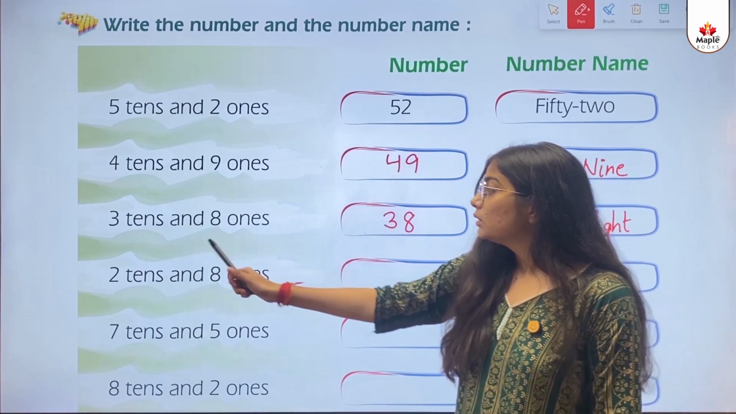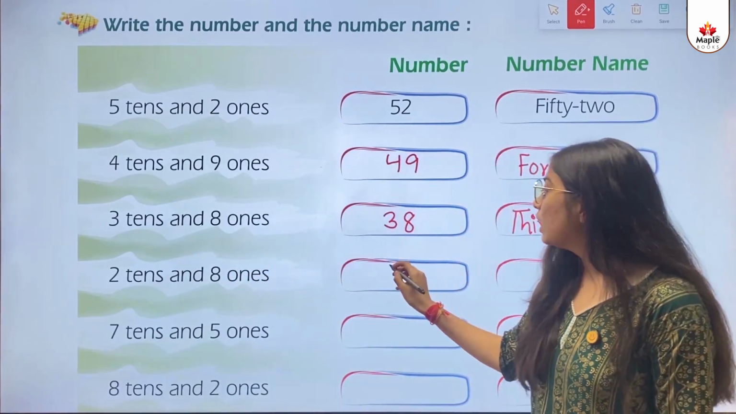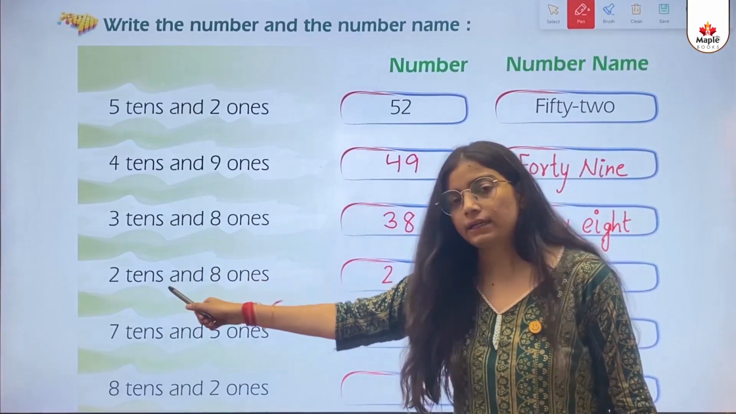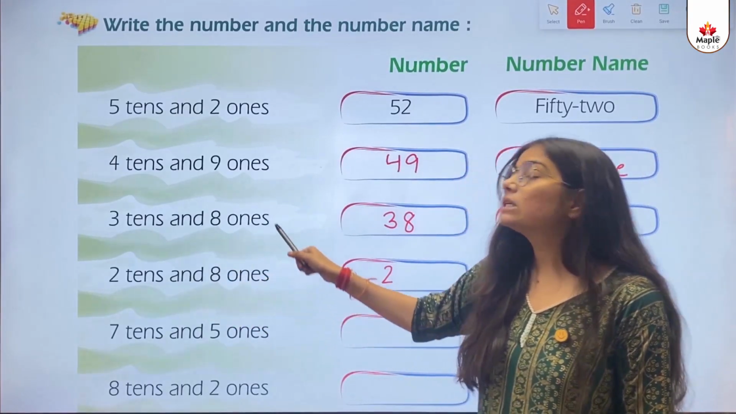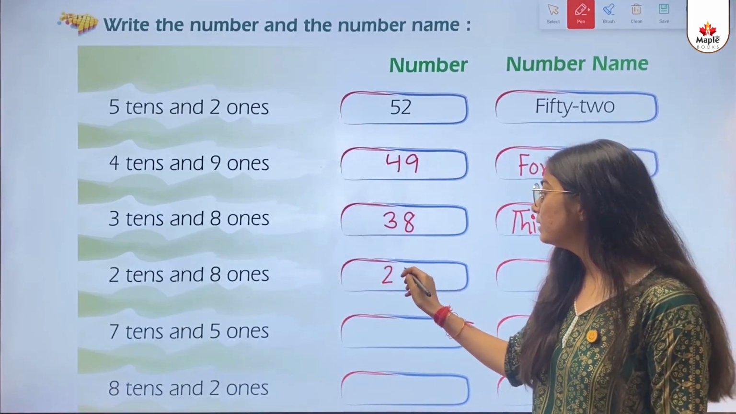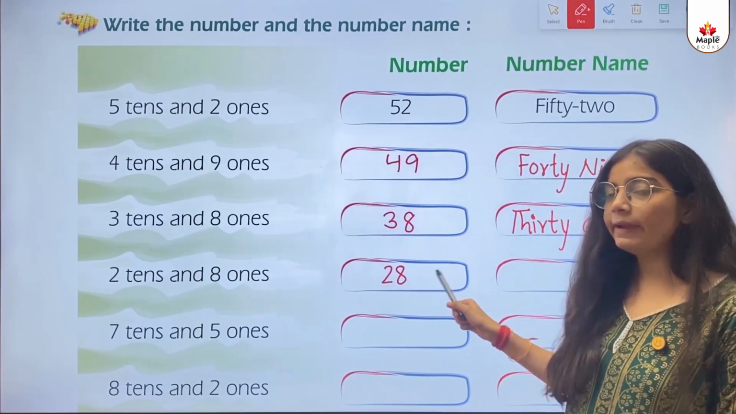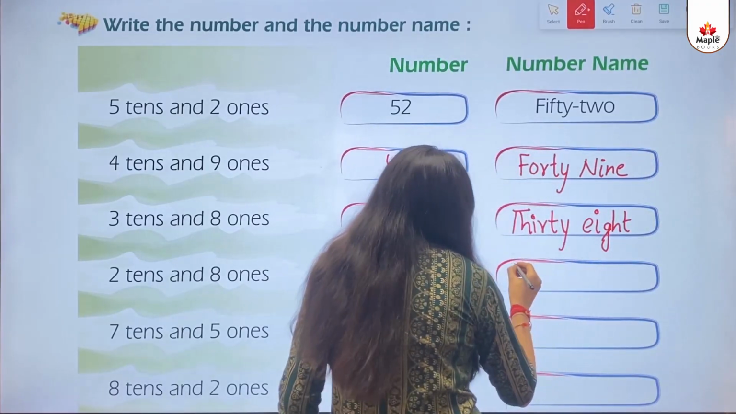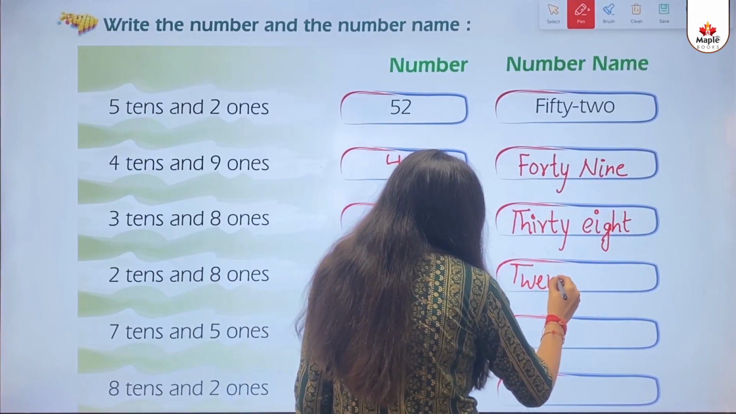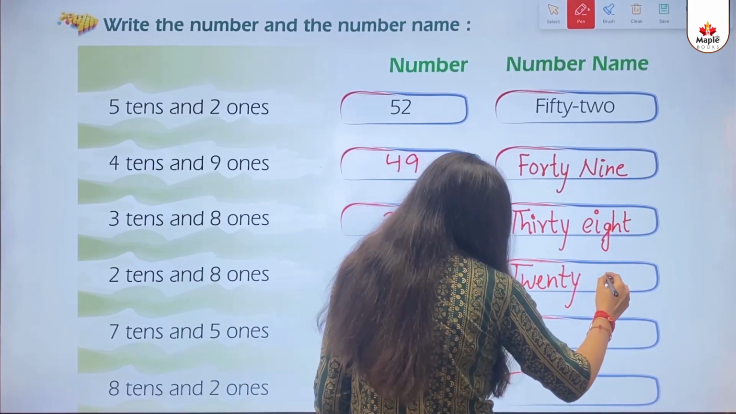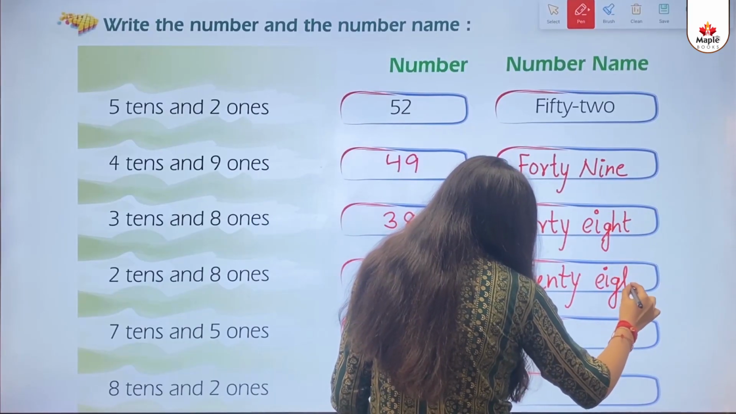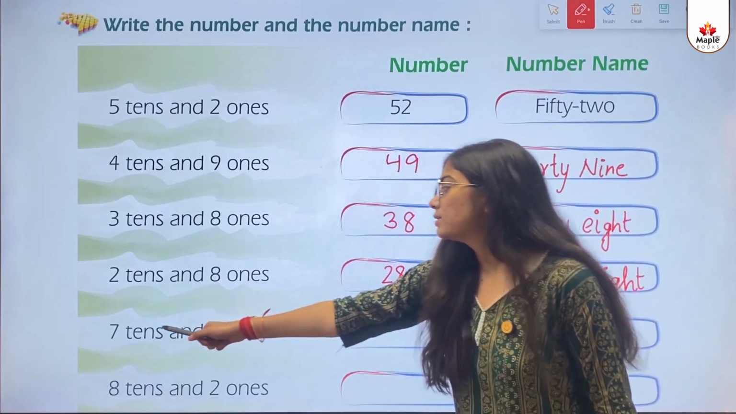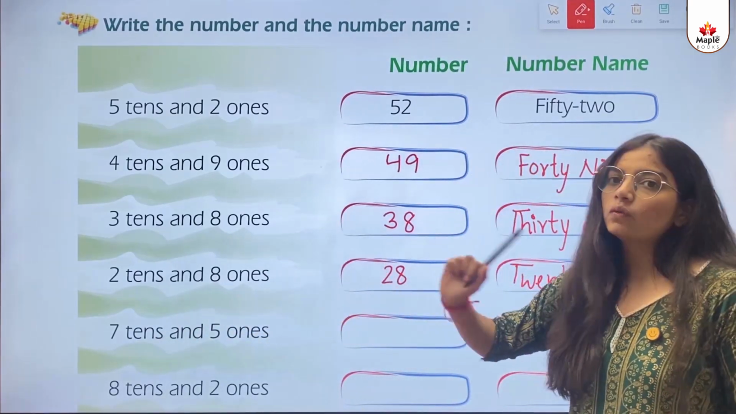Then the next one, 2 tens and 8 ones. So we write 2 first as it is on the tens place, and then 8 ones. So what it makes? 2 8. That is 28. So we will write here T-W-E-N-T-Y 20, E-I-G-H-T. That is 28.